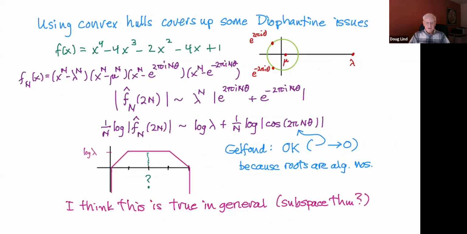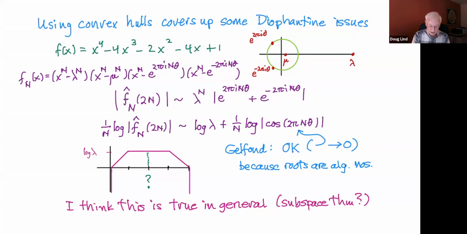There are also some diophantine issues that taking the convex hull covers up as well. So let's take this example, a fourth degree polynomial. The configuration of the roots looks like this. We've got one outside, one inside, and two on the unit circle. This is a Salem number. And everything works fine, except when you start to look at the 2nd coefficient of the nth decimation. Because there, the 2nd coefficient is products of pairs of nth powers of roots. Well, the biggest one, the one that controls everything, is lambda to the n times either the nth power of this root, or the nth power of that root.